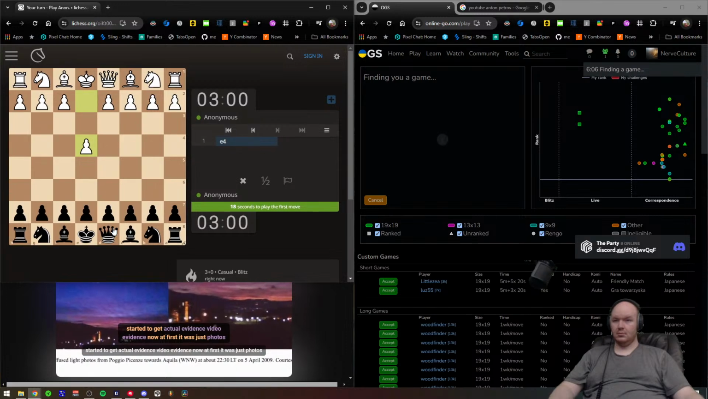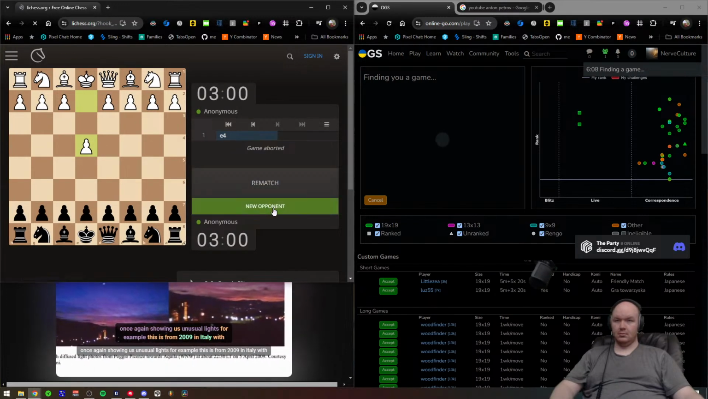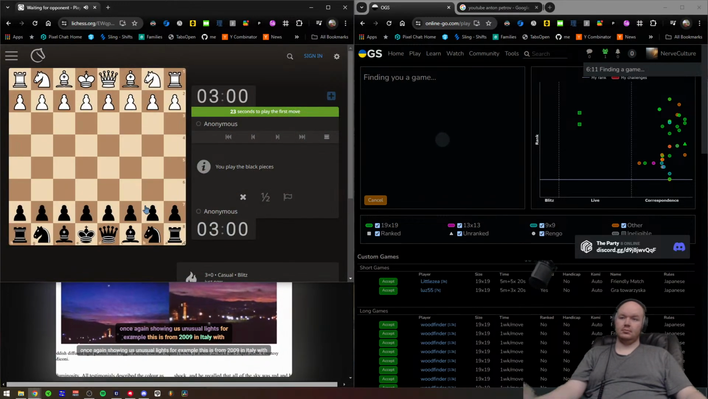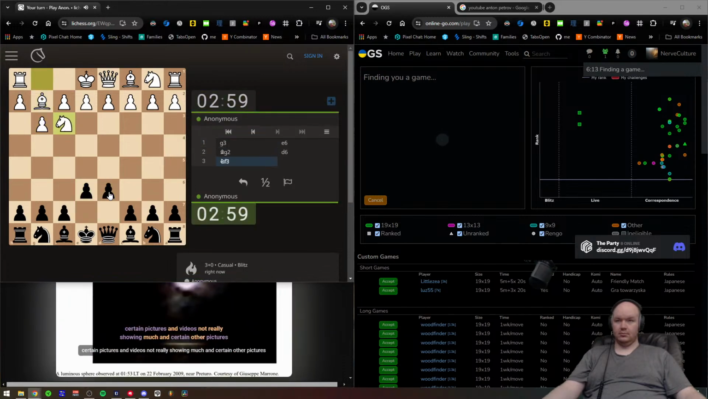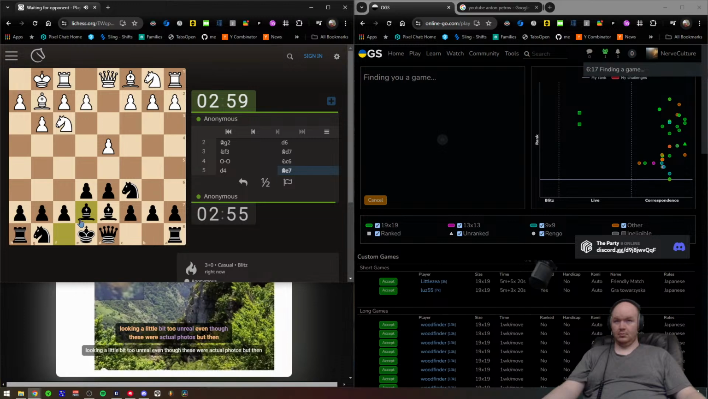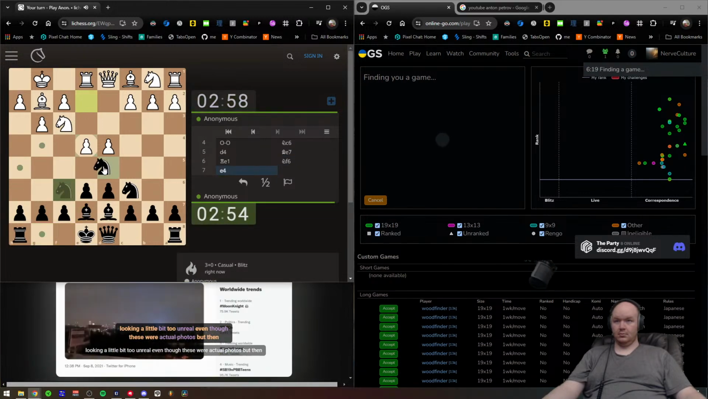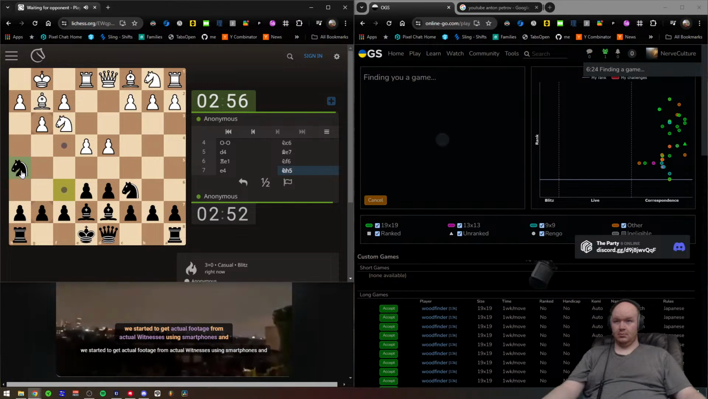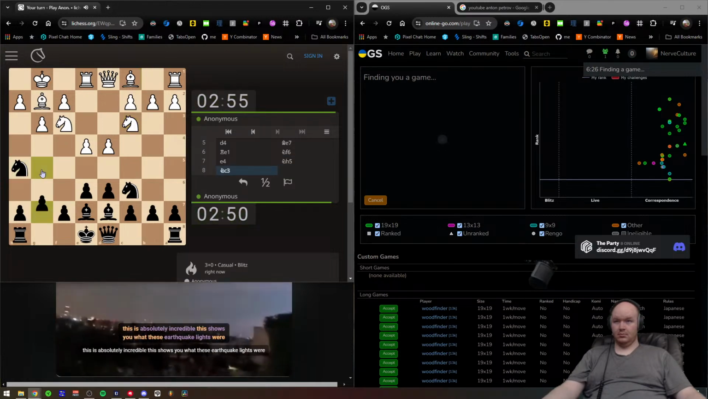Now at first it was just photos, once again showing us unusual lights. For example, this is from 2009 in Italy, with certain pictures and videos not really showing much, and certain other pictures looking a little bit too unreal, even though these were actual photos. But then we started to get actual footage from actual witnesses using smartphones. And this is absolutely incredible.